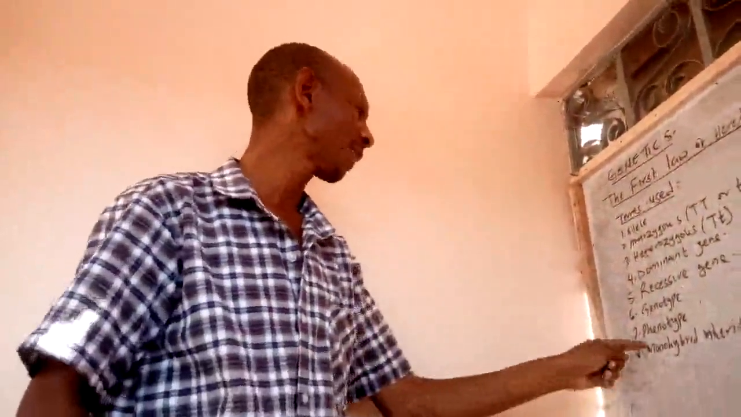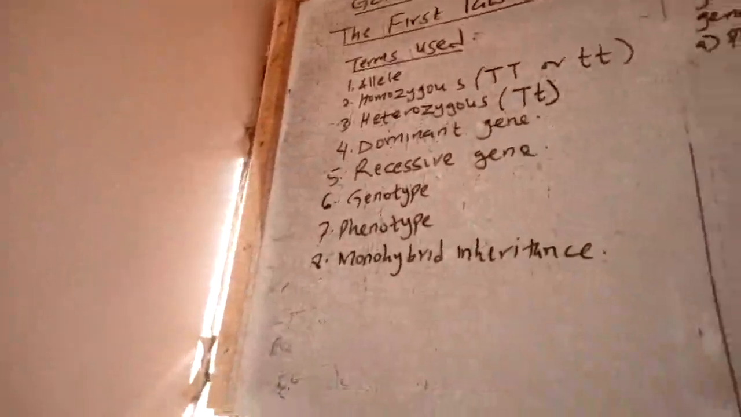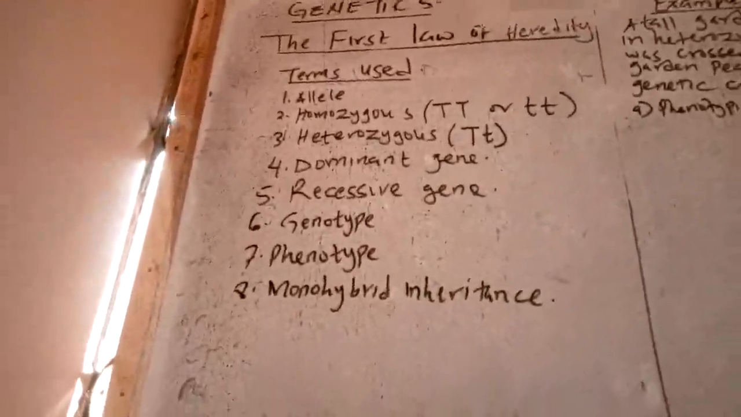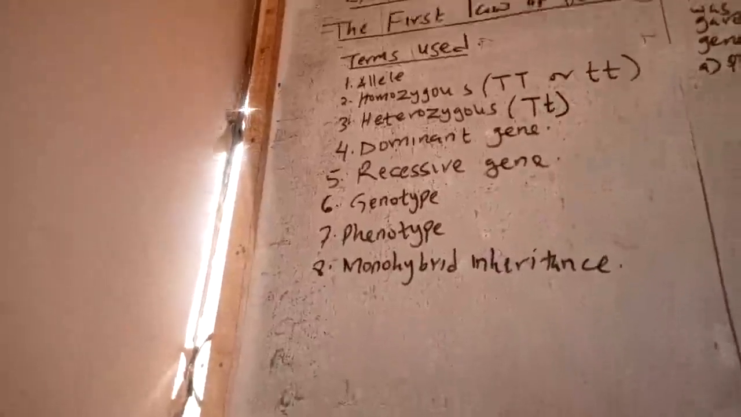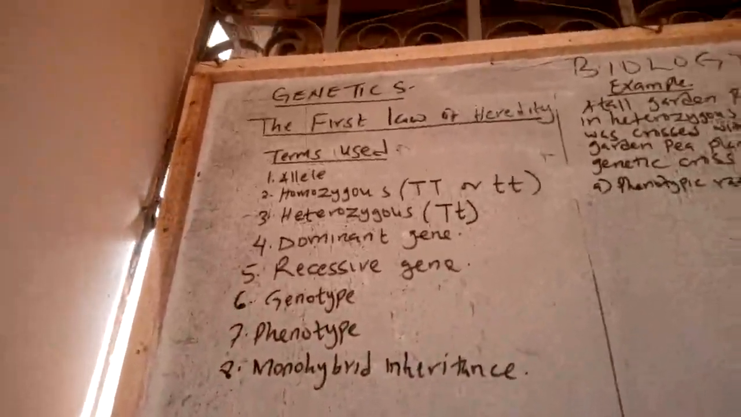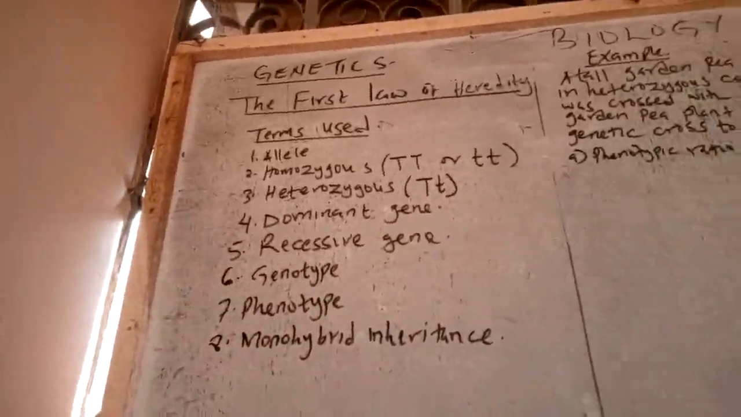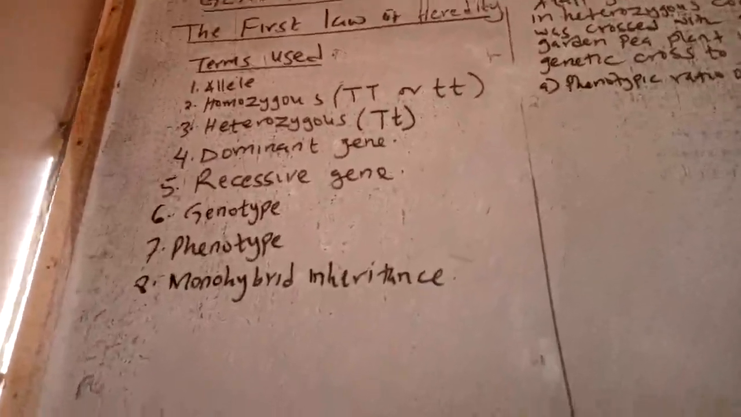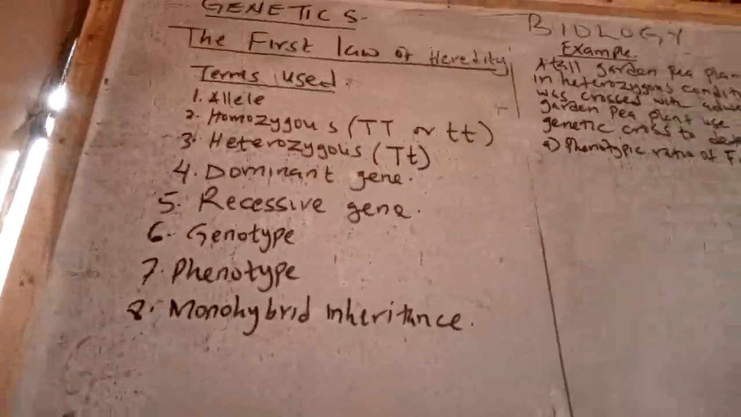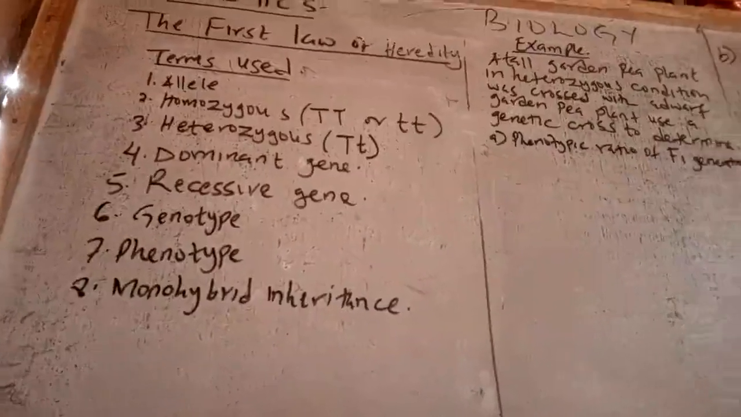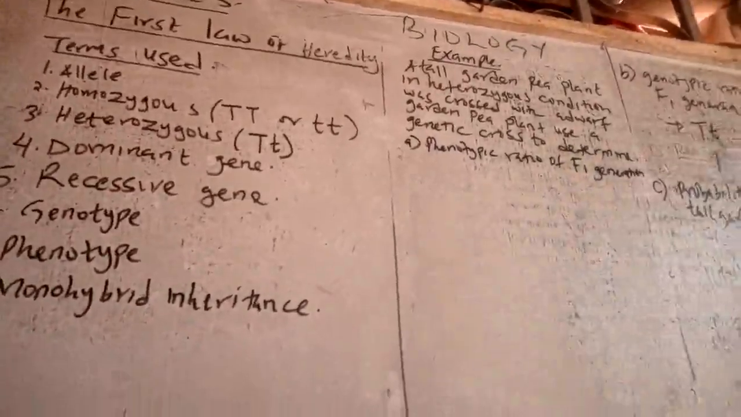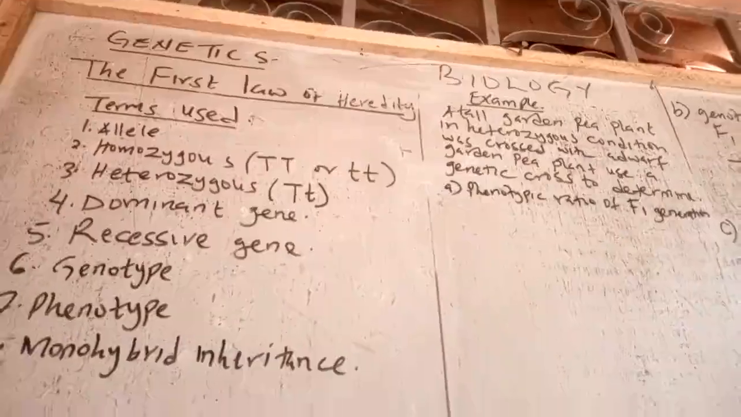And as far as the eighth term is concerned, that is monohybrid inheritance. Monohybrid inheritance is defined as the inheritance of one trait which is controlled by a pair of hereditary factors. In other words, it is controlled by a pair of genes, and the pair of genes are both contributed by both the parents.